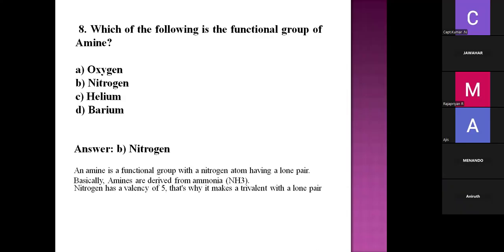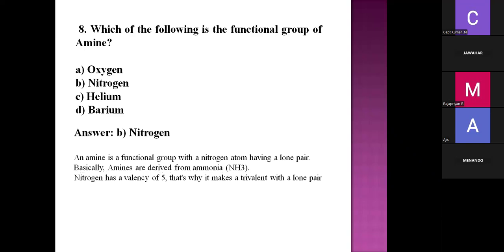Correct answer is B. Nitrogen. An amine is a functional group with a nitrogen atom having a lone pair. Basically, amines are ammonia in which nitrogen has a valence of 5. That's why it makes trivalent with a lone pair.